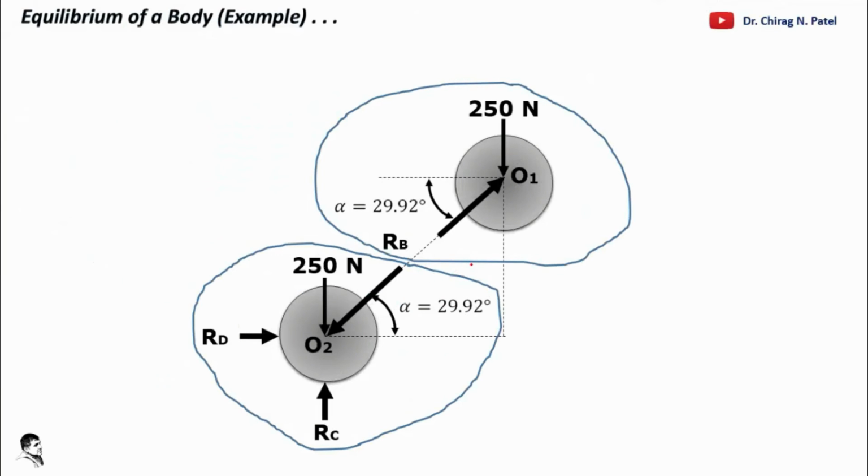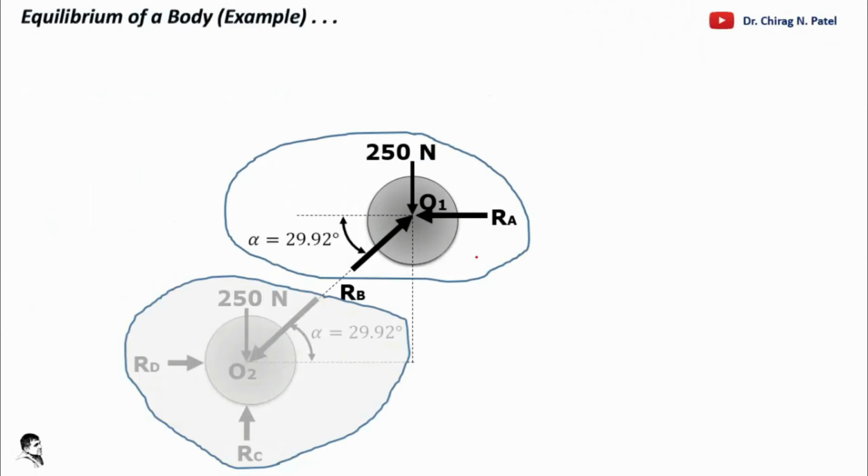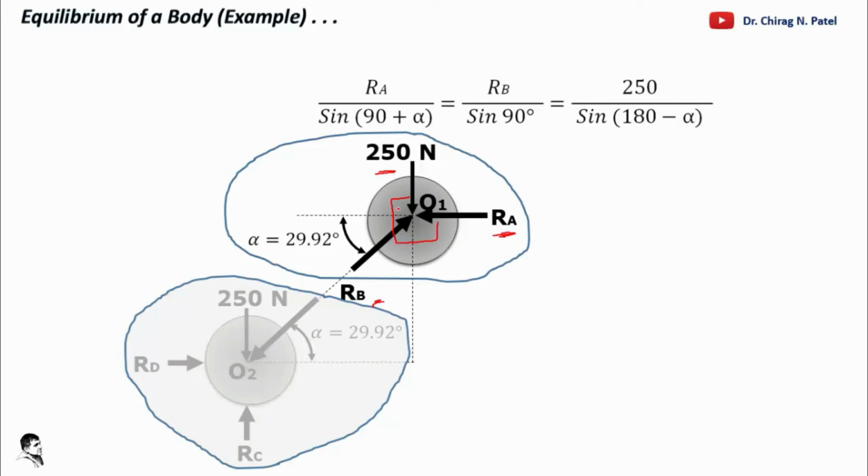Again you can separate out the figure in this way and start with the given problem in a proper manner. So for the solution of that, we first write this. Here RA, RB and 250 are the forces and one angle is given. Another angle you can find out very easily, because this is 90, this is also 90 and this one is also 90. So you can resolve that in a proper manner and apply Lami's theorem like this.